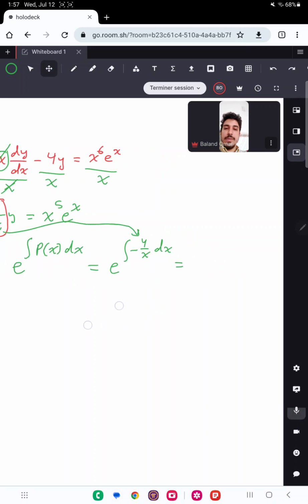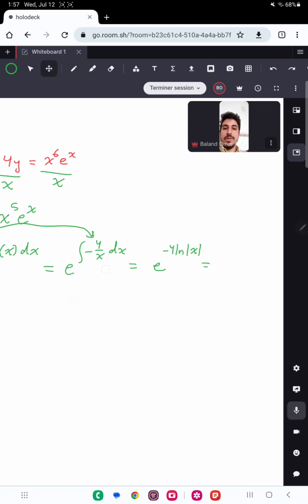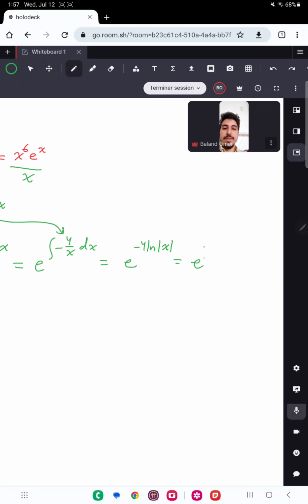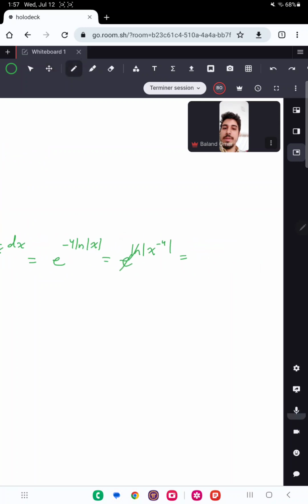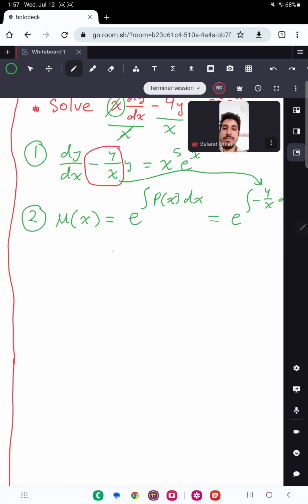And if you've known your calculus, you will know that this is just simply minus 4 ln x. We use exponent rules to put the minus 4 inside so that we can simplify this. The e and the ln will cancel out, and we will have x to the minus 4 as our integrating factor. Awesome.